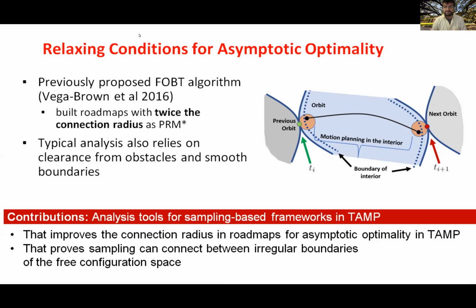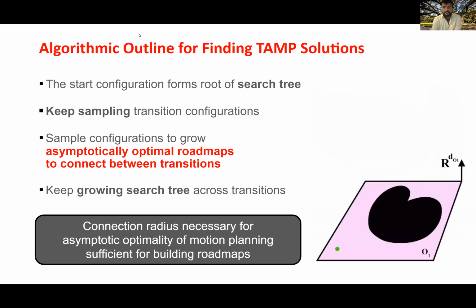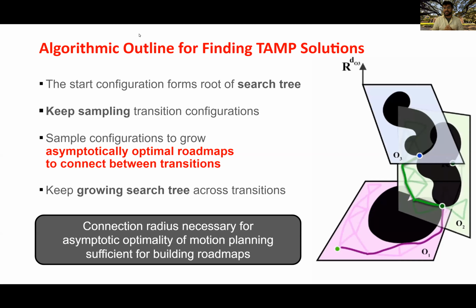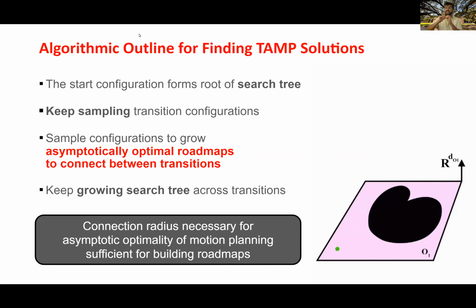Next slide, please. So the first observation is it turns out that the minimum thing you need to do is make sure you sample all of these transitions that are available to you. And you keep growing this search tree over the space of transitions while ensuring that you keep connecting pairs of these transitions with asymptotically optimal roadmaps.